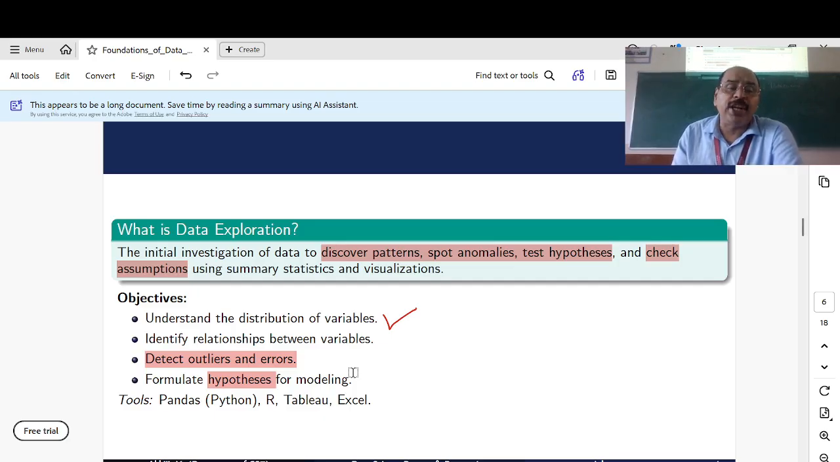In general, for data exploration, we use the pandas library in Python. We use the R programming language. We can use Tableau. We can use Excel and so on. Now, what is a hypothesis? Can anybody tell me what you mean by hypothesis? You understand that?